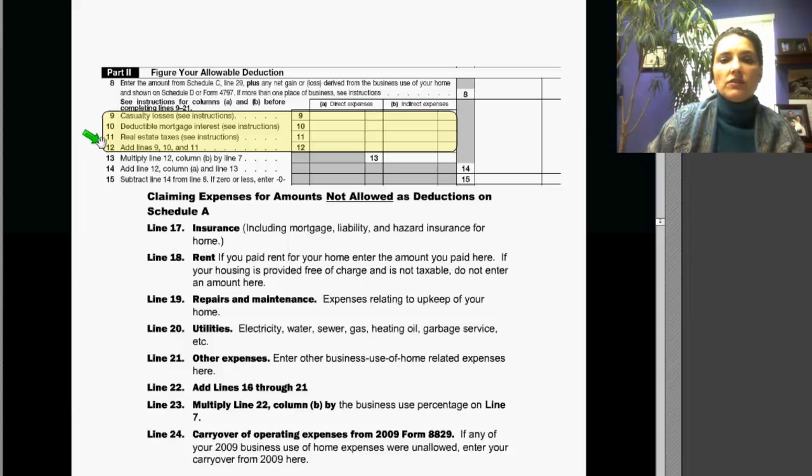And on line 12, you're asked to total those amounts and add them up. And then it says on line 13, multiply line 12 by the amount on line 7, and line 7, of course, is your business use percentage.